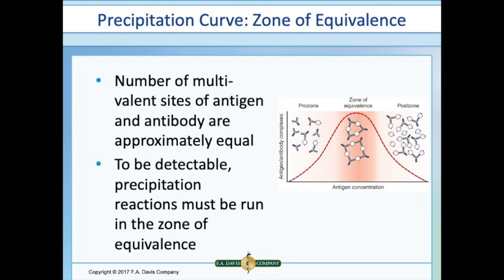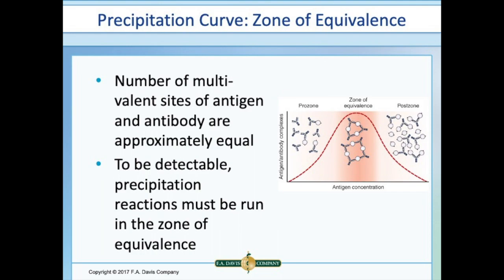When we say zone of equivalence, the number of multivalent sites of antigen and antibody are approximately equal. Remember, I told you that antigen may be considered as multivalent because of several epitopes. Antibodies may also be considered as multivalent because of several FAB portions. So that's what we meant by the zone of equivalence. If the zone of equivalence is achieved, then there would be a detectable precipitation reaction.